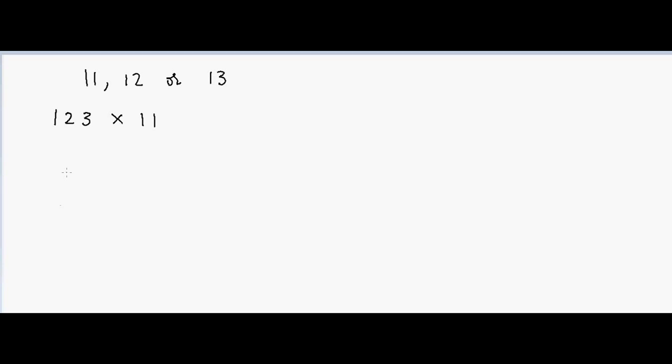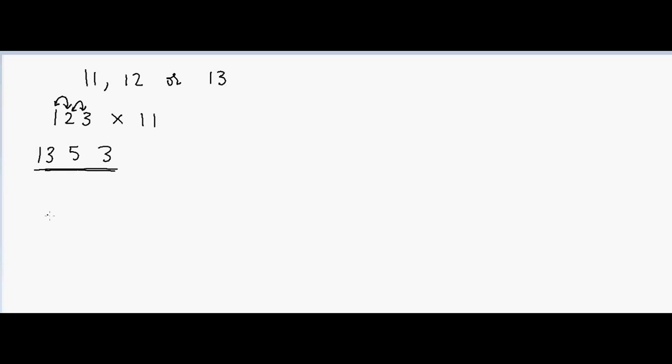In that case, what I'll do is first I'll just take the first digit, so I'll say 1, and then I'll say 3 here at the end, and then I'll add 1 and 2 together. So if I add 1 and 2 together, that will be equal to 3, and then I'll add 2 and 3 together, that will be equal to 5. So my answer will be equal to 1353.